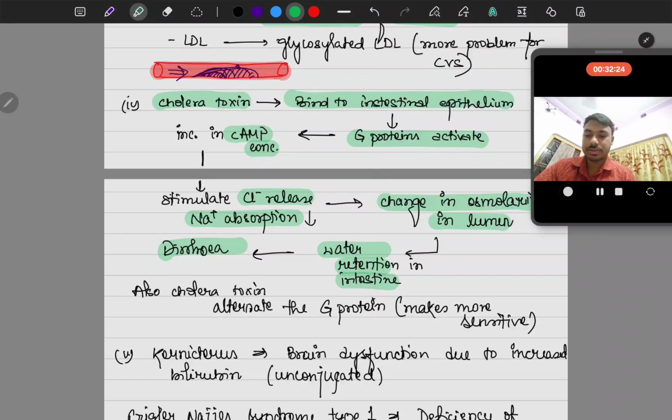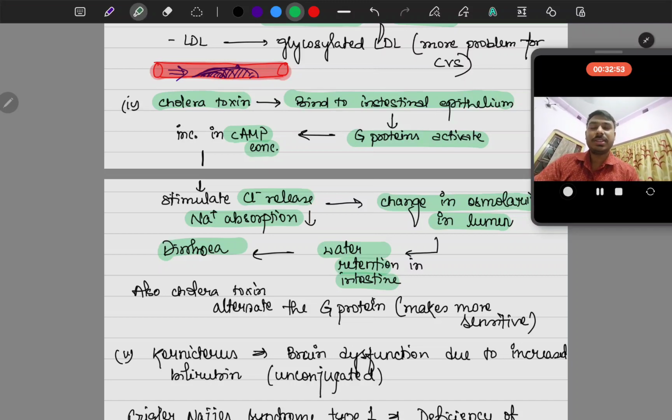So the cholera toxin mainly promotes water loss. The patient comes to the doctor with rice-water stool for the last 2-3 days. First there is mild fever and all, and then there is a watery stool. Also, the cholera toxin alters the G protein.